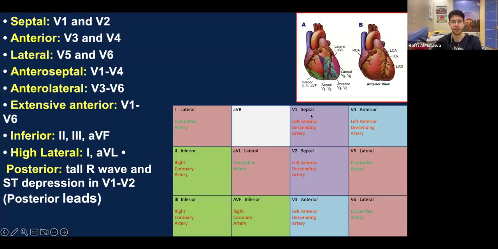if V1 is the only ST elevation, is this considered a myocardial infarction? Yes or no? Why not? Needs to be 2 or more consecutive leads. Okay, so what if I said AVL and V2? They had a significant ST elevation. Is this a STEMI? What do you guys think?